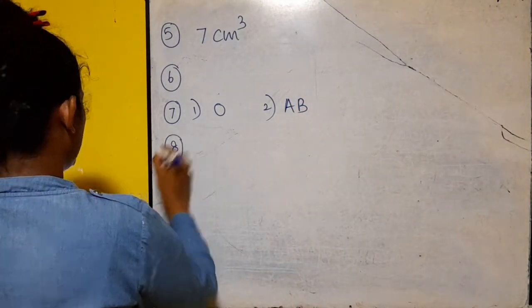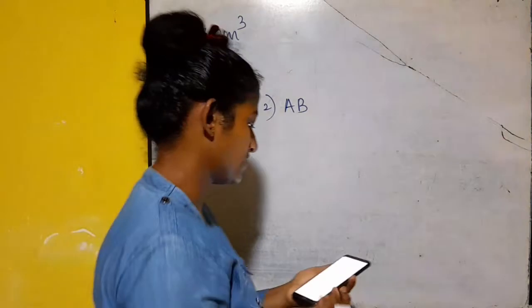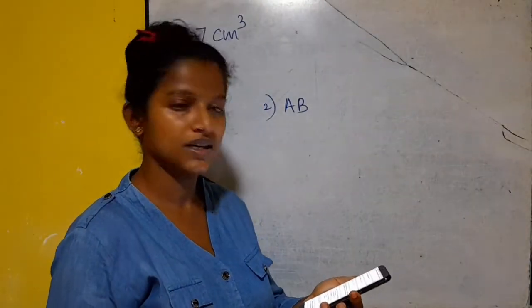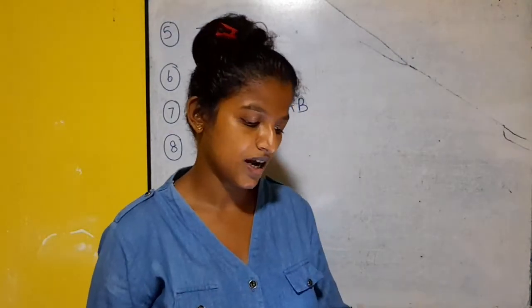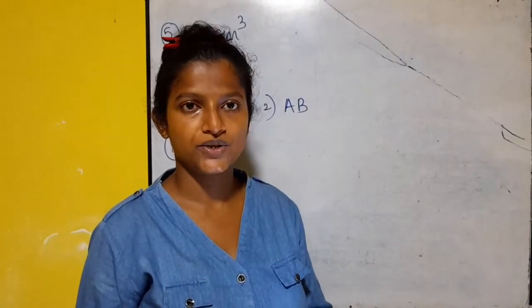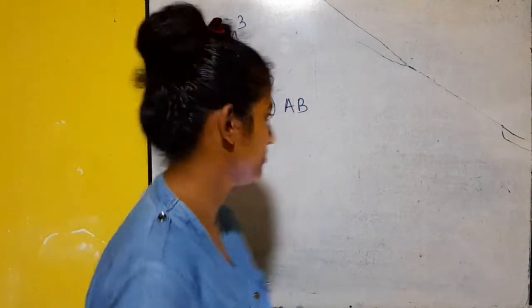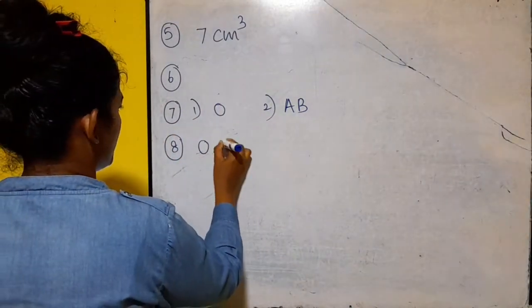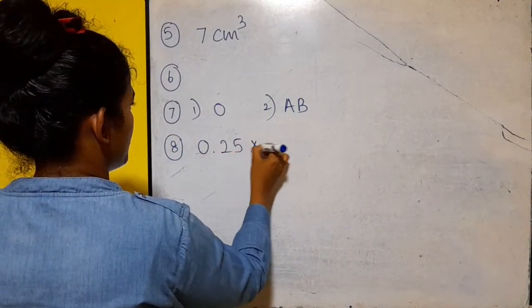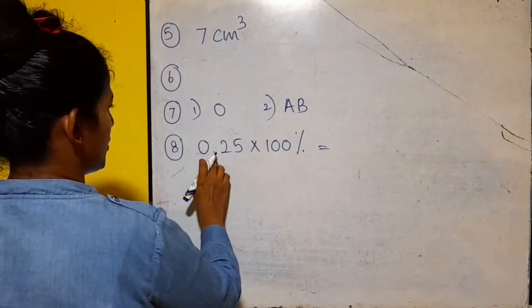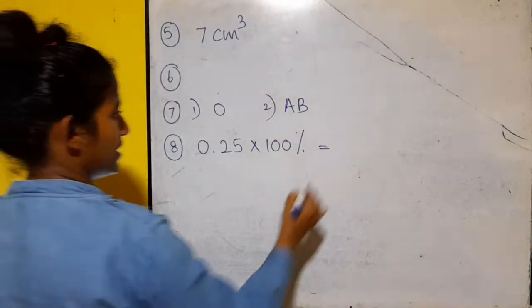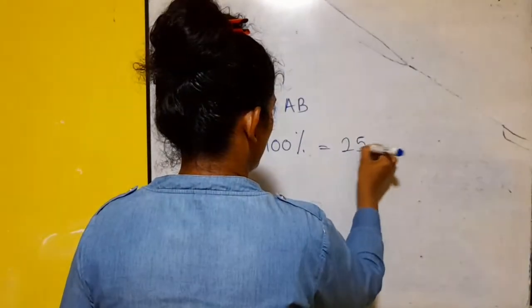Question number 8. Express 0.25 as a percentage. If you want to convert a decimal number or a fraction to a percentage, you can multiply it by 100%. So 0.25 multiplying by 100%. Then here the decimal point goes 2 places to the right side. The answer will be 25%.